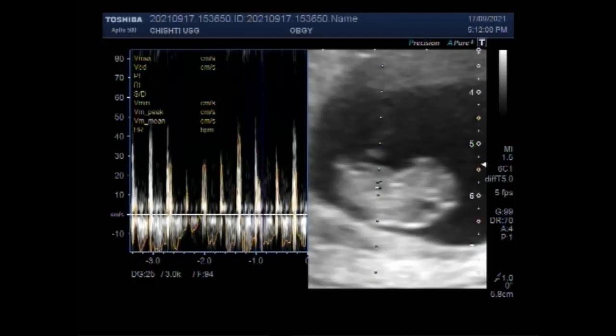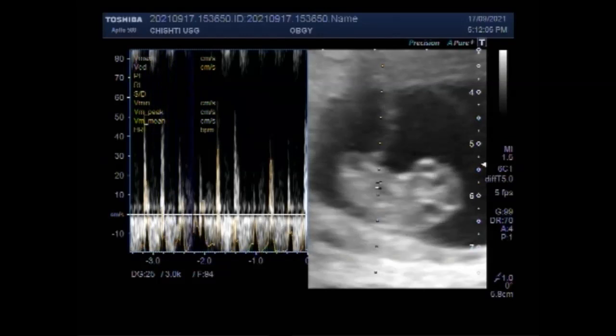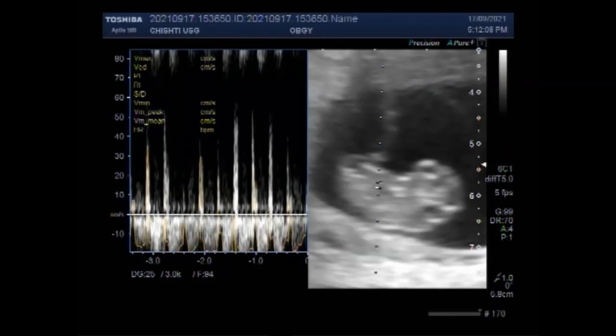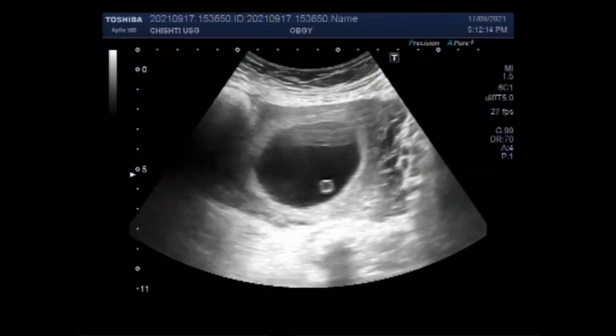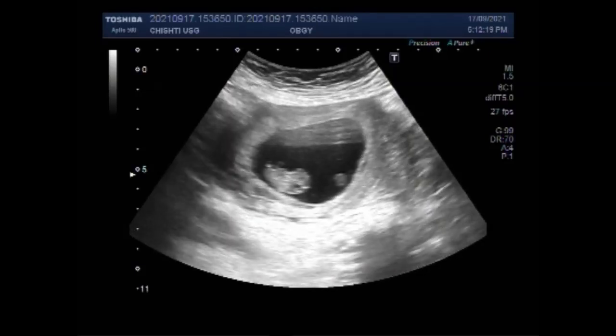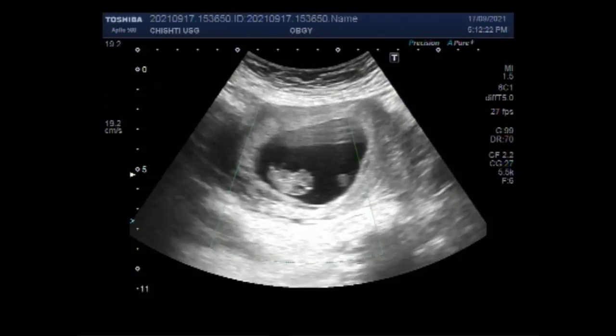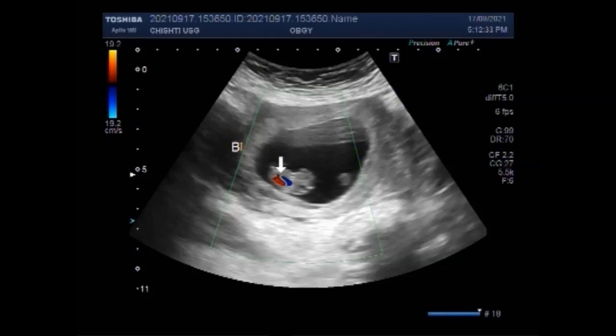A pregnancy is anembryonic if a transvaginal ultrasound reveals a sac with the mean gestational sac diameter, that is MGD, greater than 25 millimeter and no yolk sac, or an MGD more than 25 millimeter with no embryo. Now you can see the blood flow in the fetus. You can see the blood flow. The duration of the pregnancy measures about 9 weeks in this case.